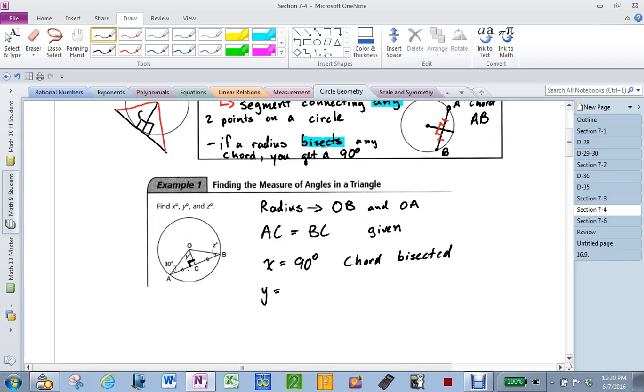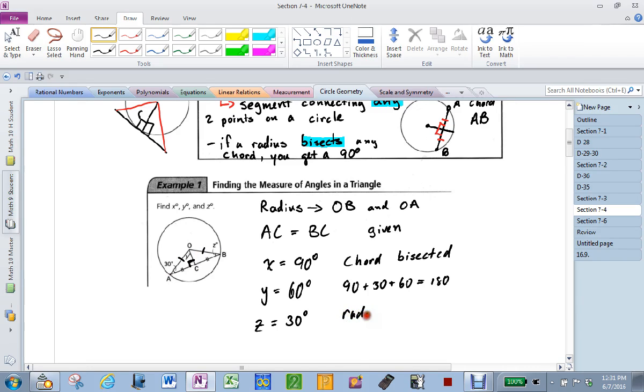Y is 60. Why? Because 90 plus 30 plus 60 gets me my 180. And triangles have to be supplementary, yes? Okay. And finally, what is z? Why? Angle OAC equals OBC. Right. Okay. So this is 30.